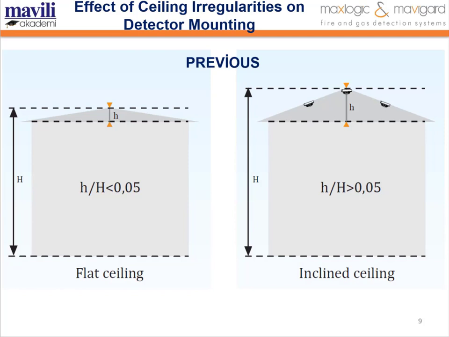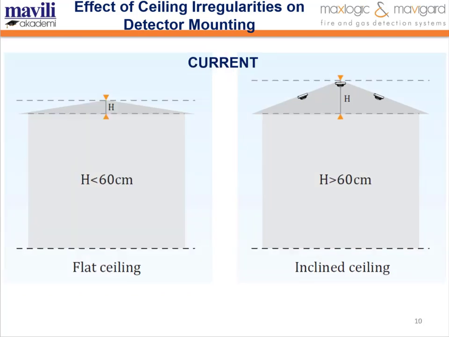If the ratio of lowercase h to capital H is less than 5%, the ceiling is considered flat, and detectors are mounted according to the detection radius values. If the ratio of lowercase h to capital H is greater than 5%, the ceiling is considered inclined, and the detectors are installed by increasing the detection radius values by 1% for each degree of ceiling slope. It should be noted that detection radius values can be increased up to a maximum of 25%.